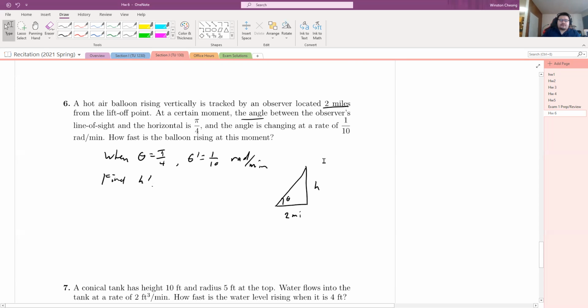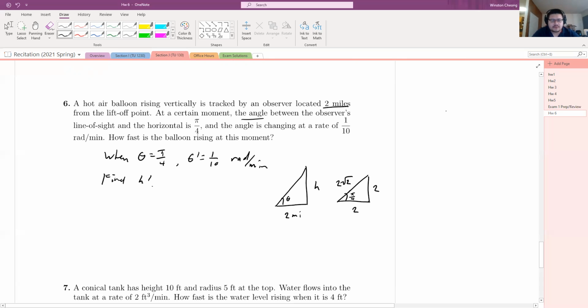What I've drawn here is the dynamic picture, the moving picture, and this is specifying for us the static picture. So we can go ahead and draw the static picture right beside it. In this case, we have an angle which is pi/4, and we know this is 2. Well, pi/4, a 45-degree triangle, we know that this is 2, 2, and 2√2. If you don't know that special triangle, then you could just use the Pythagorean formula to calculate the hypotenuse length.